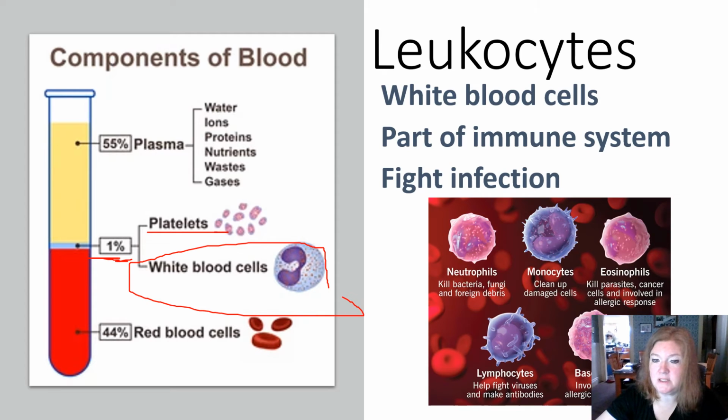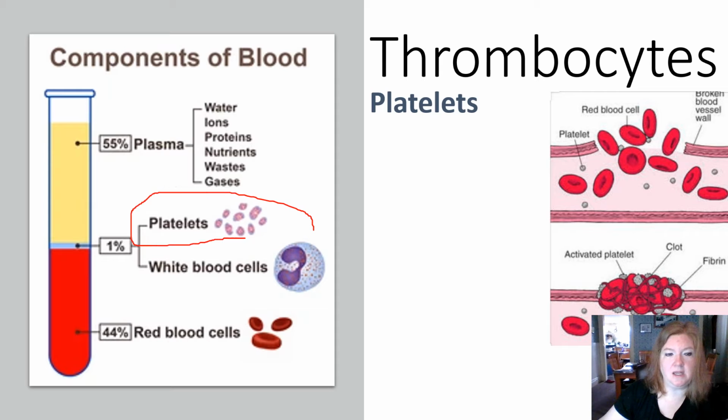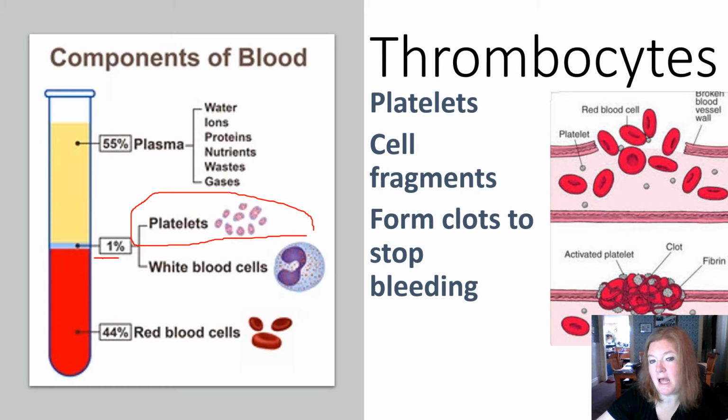So leukocytes are used to fight infection. There are 5 major types, but we're not really getting into that in this unit. And then we have thrombocytes. What are thrombocytes? Well, they're platelets. So right here, together with white blood cells, they make up 1% of blood. So platelets are less than 1%. They're actually not cells, they're pieces of cells. They're cell fragments, and they form clots to help stop bleeding.